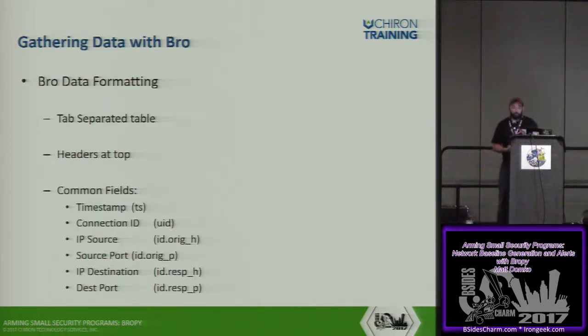So as far as my Bro logs, before we take a look at what those logs look like, a couple of fields that are useful. The UID, so the connection ID. So Bro tracks each connection and it gives it a unique number. If we want to do IP source, originating host. If we want to do source port, originating port. Same thing for destination, response host, response port.